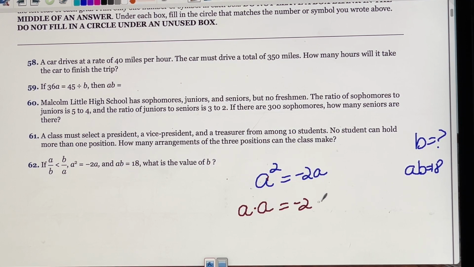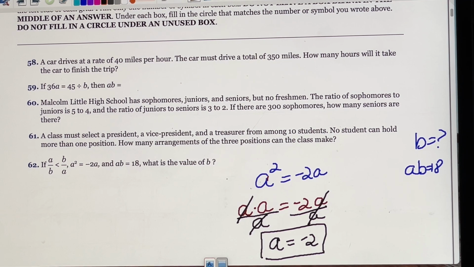Now, the other side we don't do anything, but what I can do is divide both sides by a. So if I divide the left side by a and divide the right side by a, one of the a's in the numerator and the only a in the denominator can simplify to 1. I'm left with 1a. On the other side, these 2 a's can simplify again to 1, right? And negative 2 times 1 is just negative 2. And that gives me, look at that, what a is.